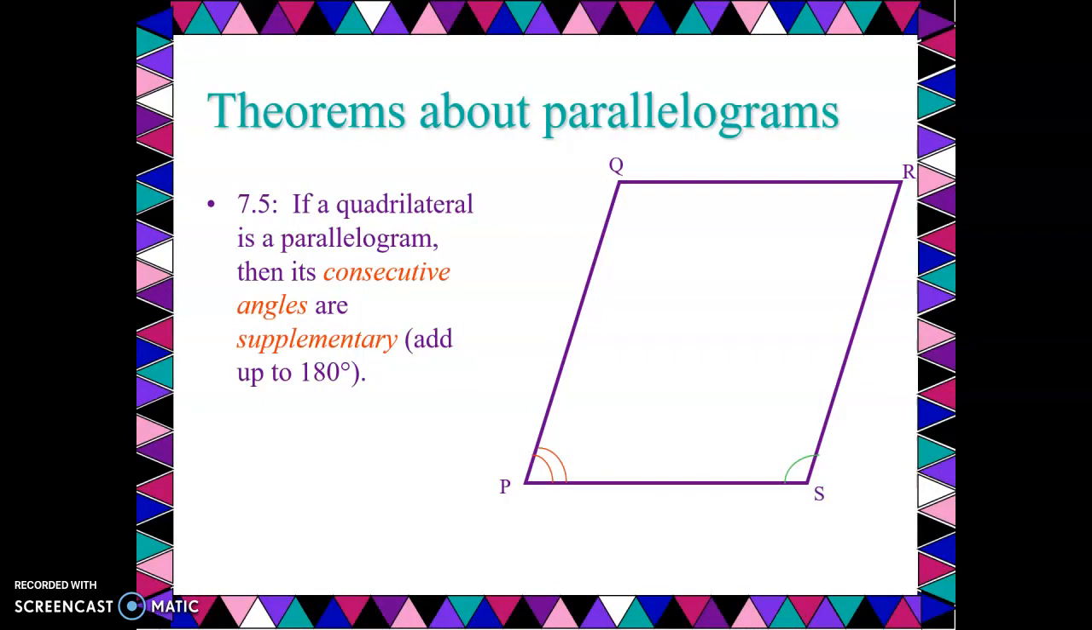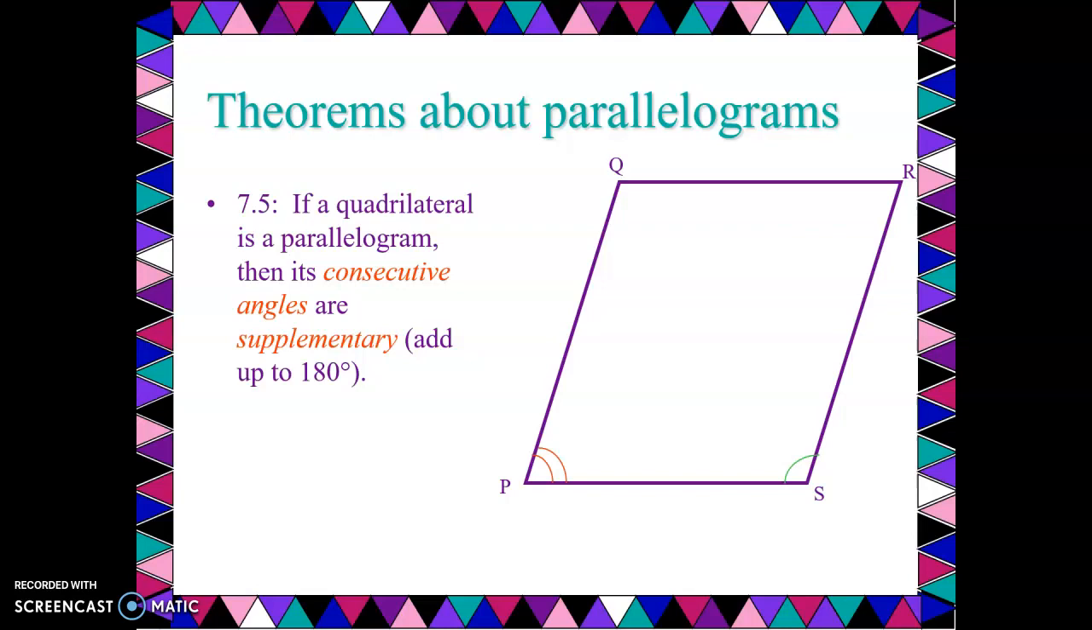Here we have our next law that you want to write in your note template. This is the Theorem 7.5. It says that, again, if we know that the shape is a parallelogram, then we know that the consecutive angles are supplementary. Now that means the angles that are right next to each other add to 180 degrees. In the picture that you see on your screen, angle P and angle S would have to add up to 180 degrees. In other words, their angle measures would add up to 180 degrees.